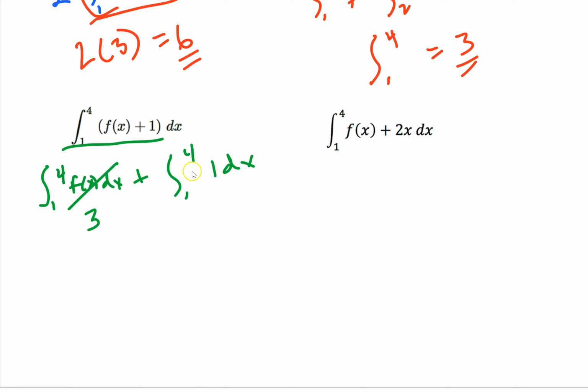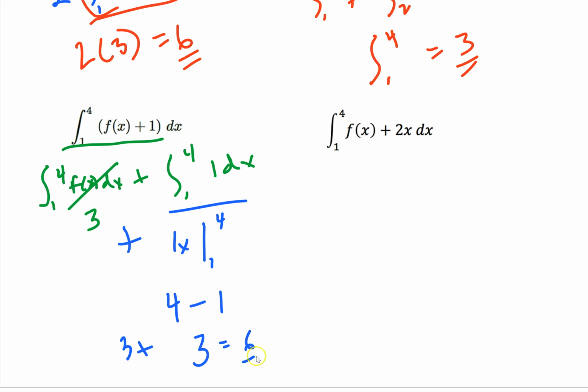This side, they don't tell me anything. What you do here is you actually just integrate it. Actually do the work. So the integral of 1 is 1x. We have limits, right, so limit from 1 to 4. So remember the way we do this? Top minus bottom. So 4 minus 1, which is 3. Add it to the 3 we already had, and we get 6.